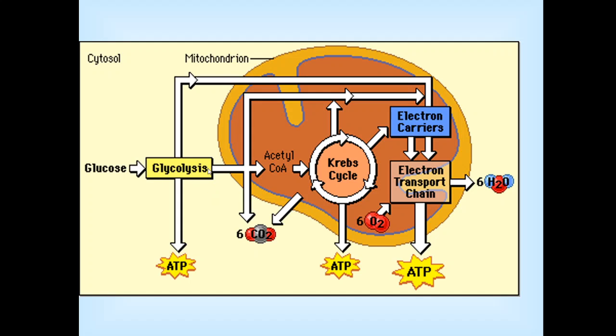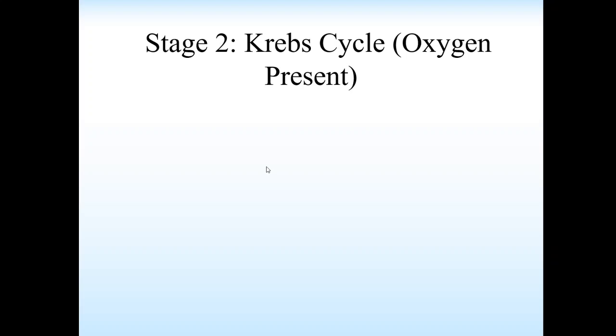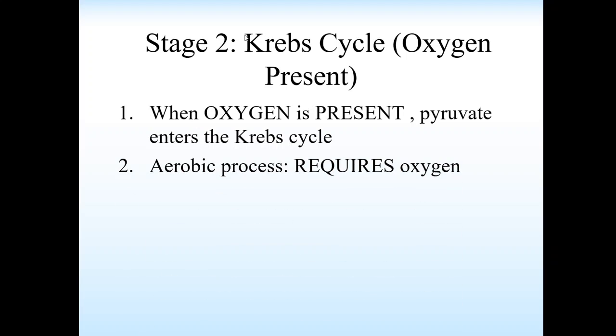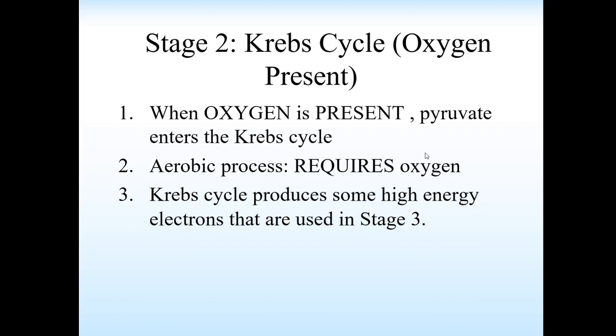So if we're not exercising, or maybe we've exercised enough and we're in good shape, and we're keeping the oxygen in our cells, then it'll go to the Krebs cycle. Okay, and this is when oxygen is present. Pyruvate enters what we call the Krebs cycle, which is our second stage, and it is an aerobic process, which means it requires oxygen. And the Krebs cycle produces some high energy electrons that are used in stage 3, which you'll see is the electron transport chain.